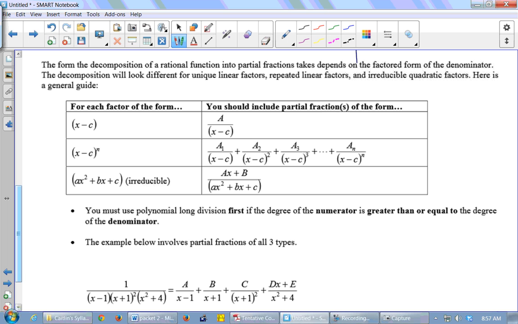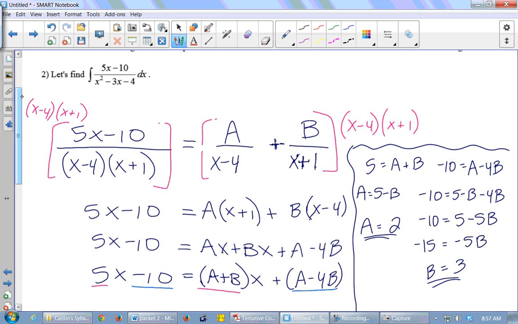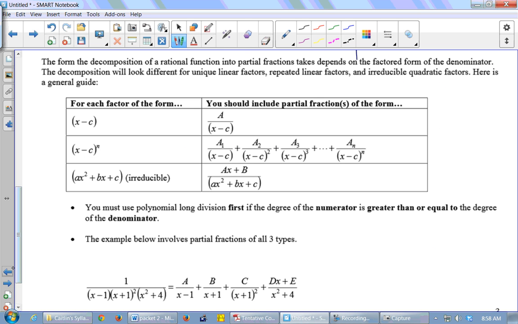Okay, so the form that a partial fraction decomposition is going to take depends on the factored form of the denominator. Okay, so in the last one, we had simple, non-repeated linear factors. Okay? Anytime you have a non-repeated linear factor, you just use that as a denominator of one of your sum fractions with a constant on top. Okay? That's what this first term says.